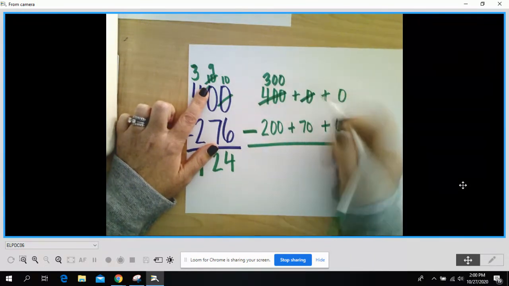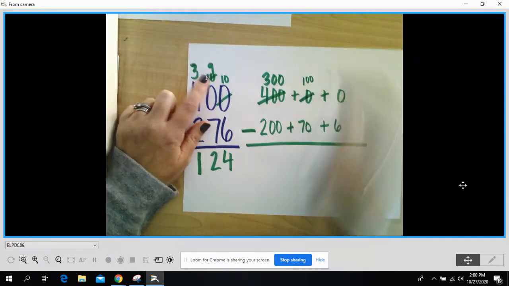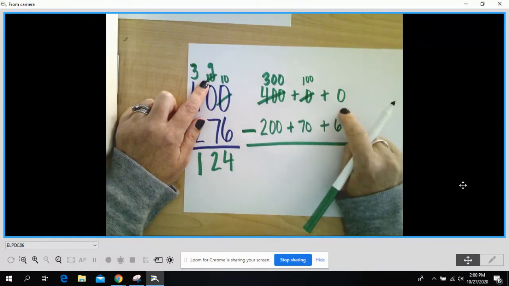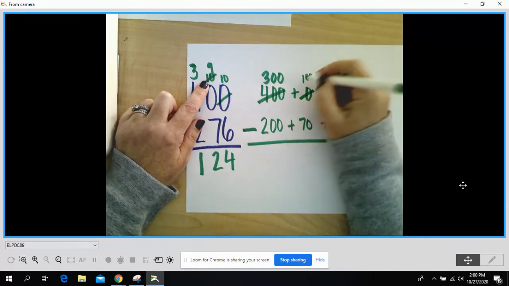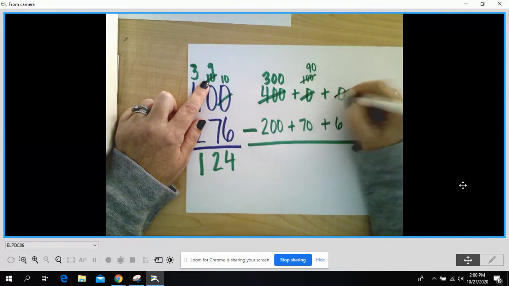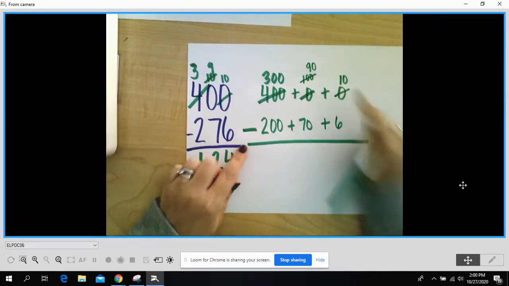And to my tens place, I move that whole 100, which is 10 tens. Still has the value of 10 tens. All right, I still don't have anything in my ones place yet, but I have something to regroup from. That 100 is going to become a 90, and I'll move 10 here. So now I can do my subtraction.